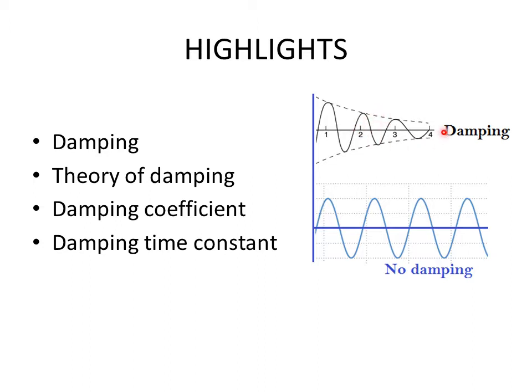Here you can see the oscillatory motion when no damping is present. You can see that the amplitude of the oscillation remains constant in the absence of damping. Whereas when there is damping, as you can see in this diagram, the amplitude of oscillation will keep on decreasing, and this is due to the loss of energy of the oscillating body because of the presence of the damping medium or the damping force. So we will see the theory of damping.